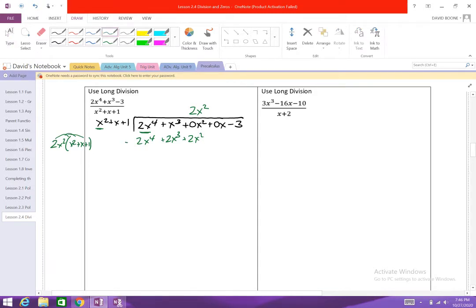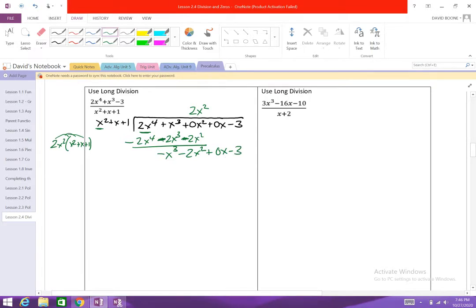And then there's the change the signs piece. Add these together, that goes away. Add these together, that's a negative x to the third. This would be a negative 2x squared. And then bring down the other pieces. So you get 0x minus 3.